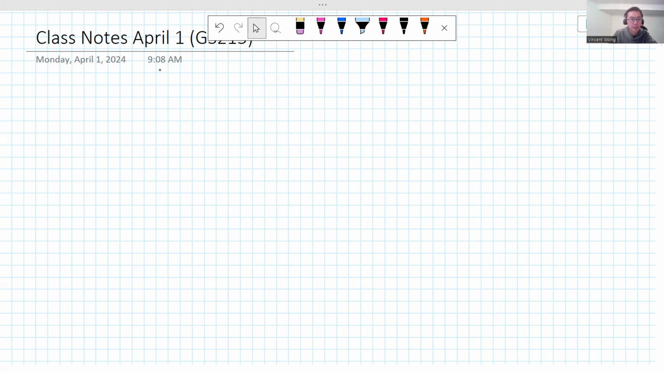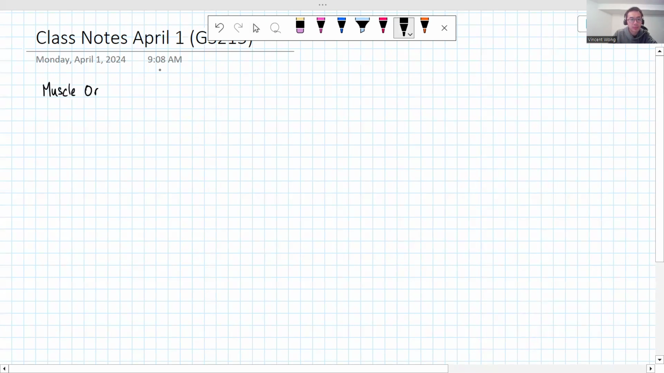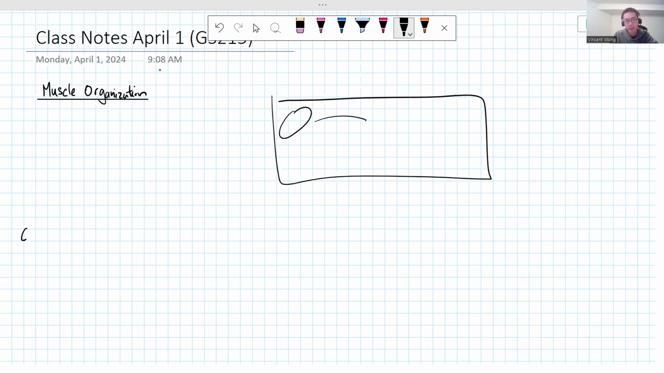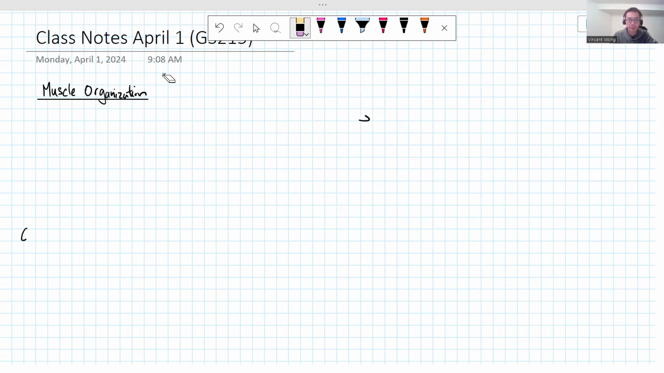So this is called muscle organization. Okay, so let's say there's the bone, right? This is the bone. Again, sideways, please. We're going to start here, and then I'm going to keep on pulling things out like that. So this is the bone.